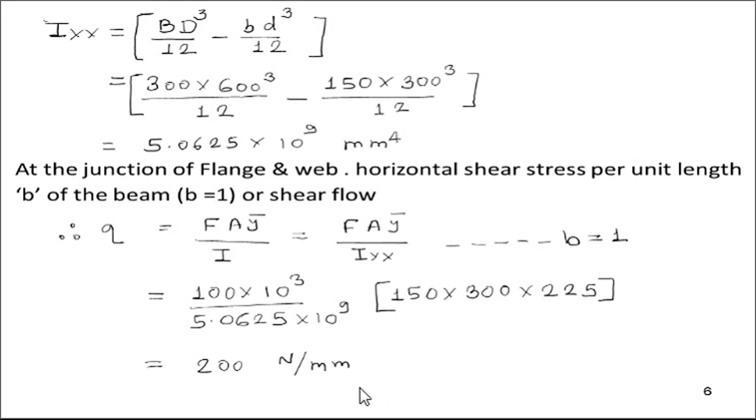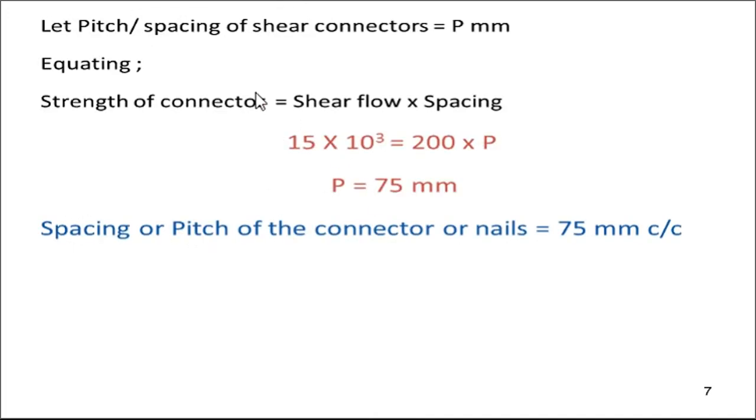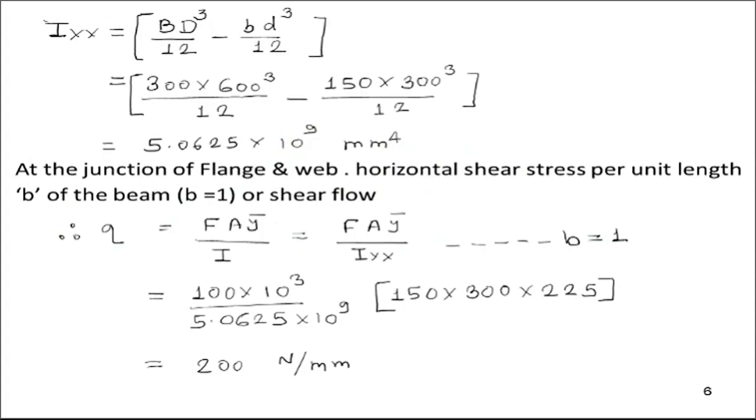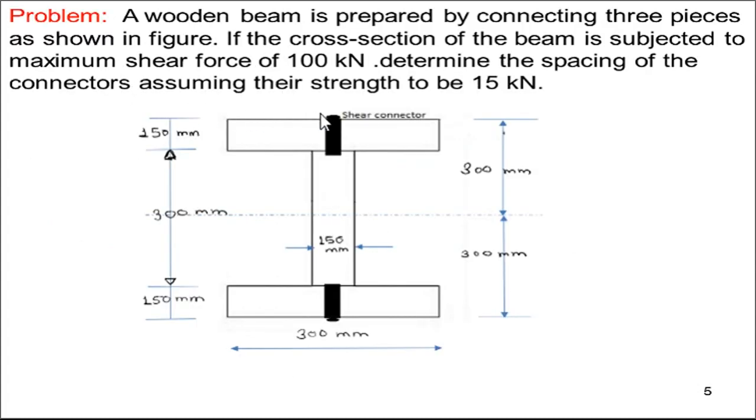So horizontal shear per unit length, also called shear flow, has the symbol Q. The unit of the shear flow is Newton per mm. After that, the pitch. In the problem we have to determine what they ask. They ask to determine the spacing or pitch. Spacing or pitch means the distance between two connectors.